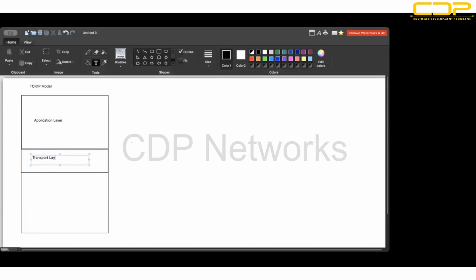Application layer, transport layer, then what do we have? The internet or network layer. Either you can call it internet layer or network layer, both are the same. And then what do we have at the last? Network access layer. This network access layer includes two layers: the physical layer and the data link layer.